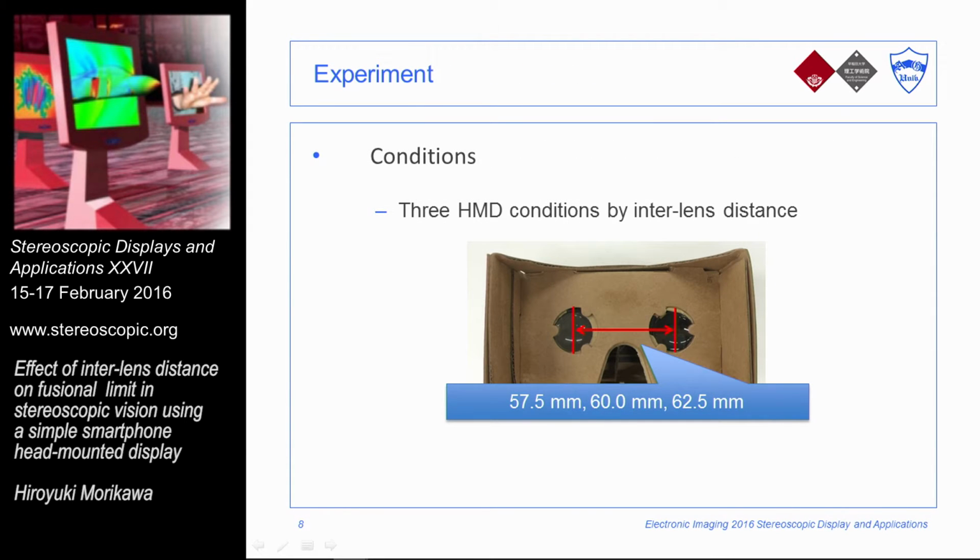In this slide, I'll explain the experimental conditions. We designed 3 HMD conditions by interlens distance and a control condition using a 3D liquid crystal display. The HMD used for the experiment was prepared using the Google Cardboard template available from Google. The lens mount was adjusted and 3 HMDs were prepared with interlens distances of 57.5, 60.0, and 62.5 millimeters as experimental conditions.